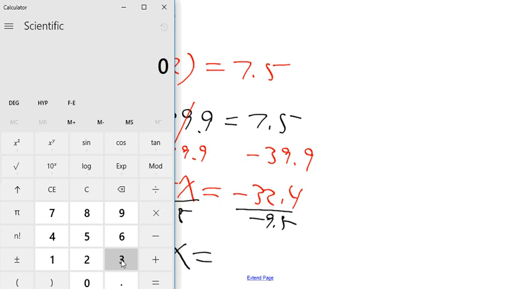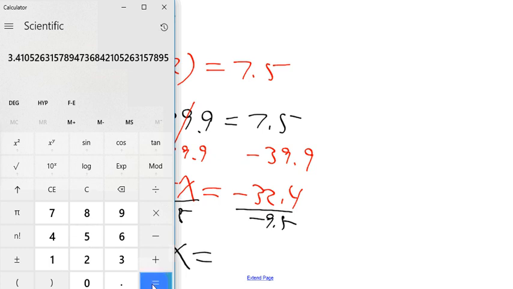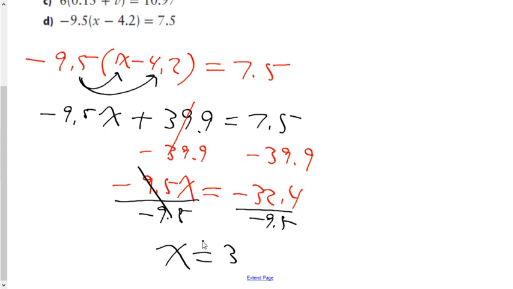I go, what is 32.4? I don't need to worry about my signs because I know my answer is positive. Divided by 9.5. And my answer becomes this long string decimal. So because we have this, there should be a repeating pattern at some point. Is there? There is something in there, but who cares? We're going to put approximately equal to 3.4. We're just going to round to 1/10 of a decimal.